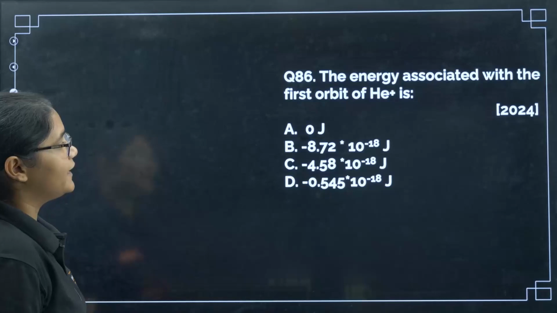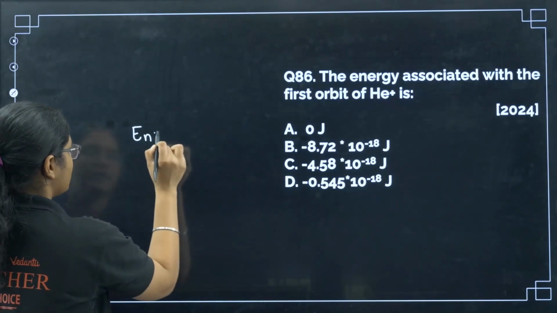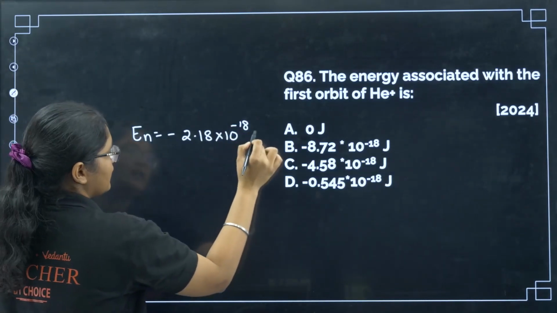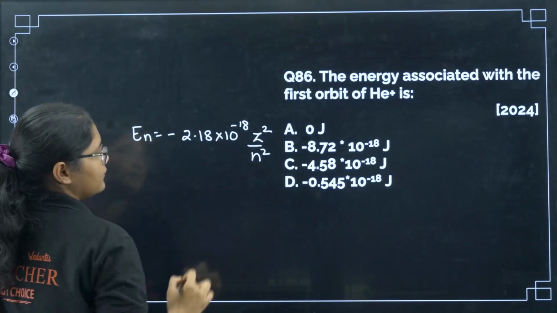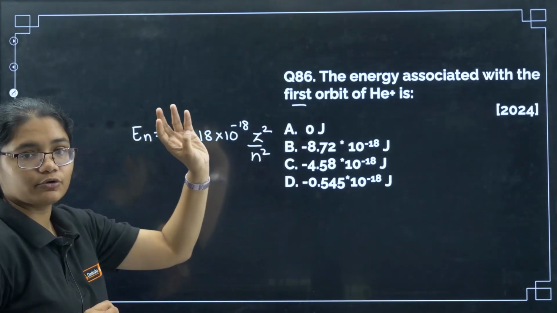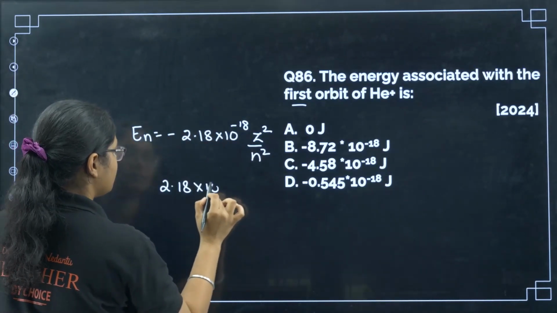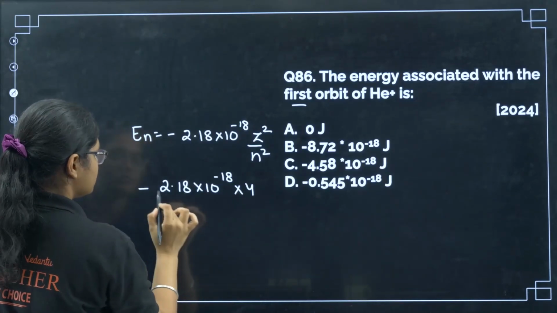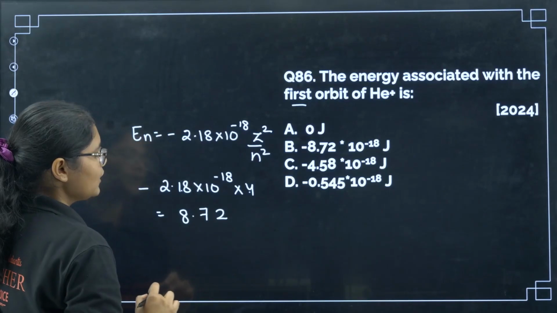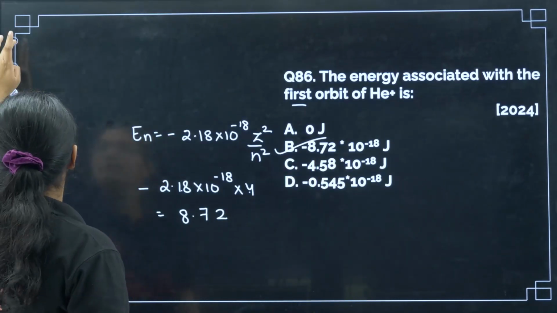Next, the energy associated with the first orbit of He plus. So you know that the energy formula is equal to minus 2.18 into 10 to the power of minus 18 Z square by n square, right? First orbit, that means n value is 1, and what is the value of Z for helium? Hydrogen, helium. So 2 square is 4. So 2.18 into 10 to the power of minus 18 into 4. So that will be equal to 4 8s are 32, 4 7s are 28. 8.72 into 10 to the power of minus 18, that is option number B here.